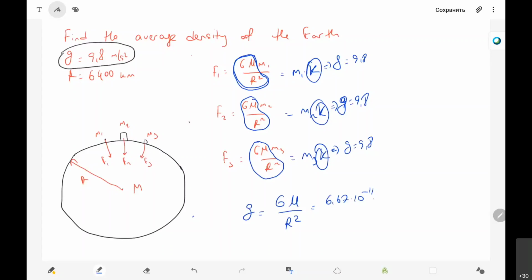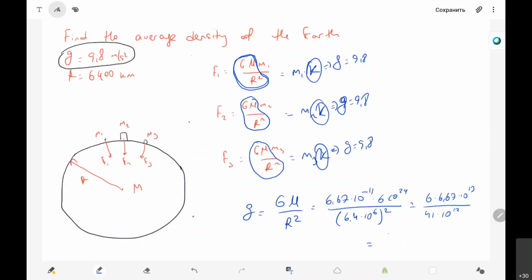Mass of the Earth is approximately 6 times 10 to the power of 24. The radius is 6.4 times 10 to the power of 6, in meters, of course. So if we calculate this, 6 times 6.67 times 10 to the power of 13, divided by 6.4 squared. 6.4 squared is approximately 41, times 10 to the 12.